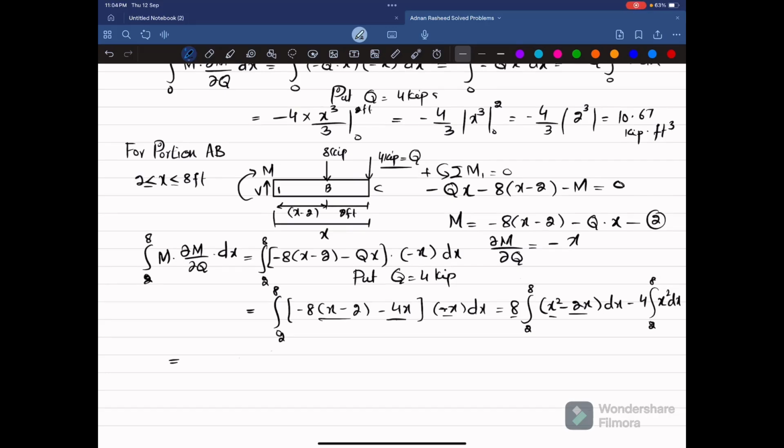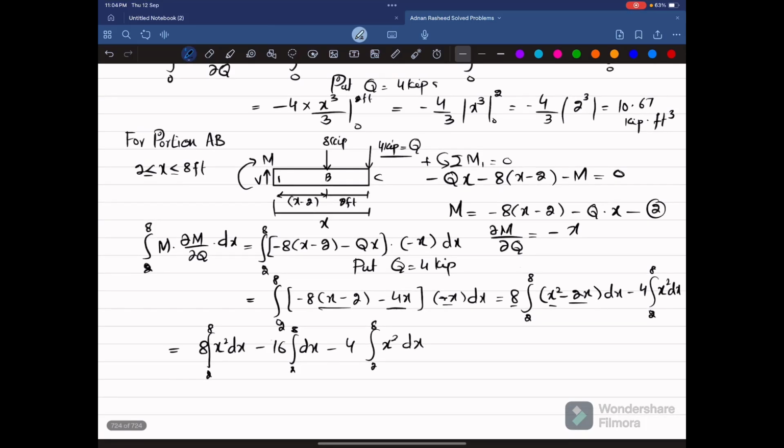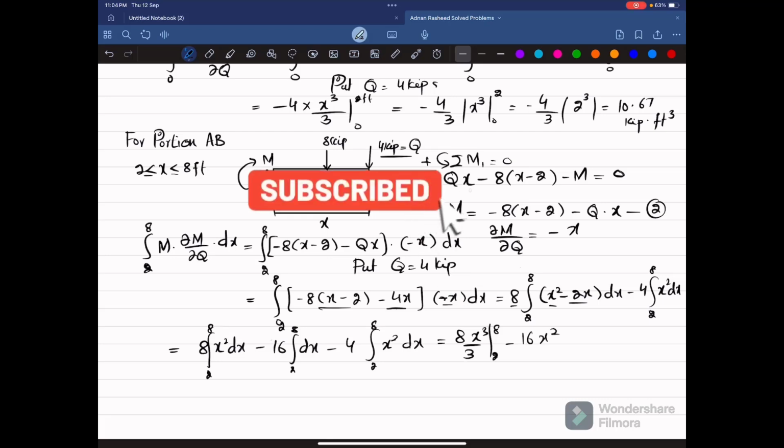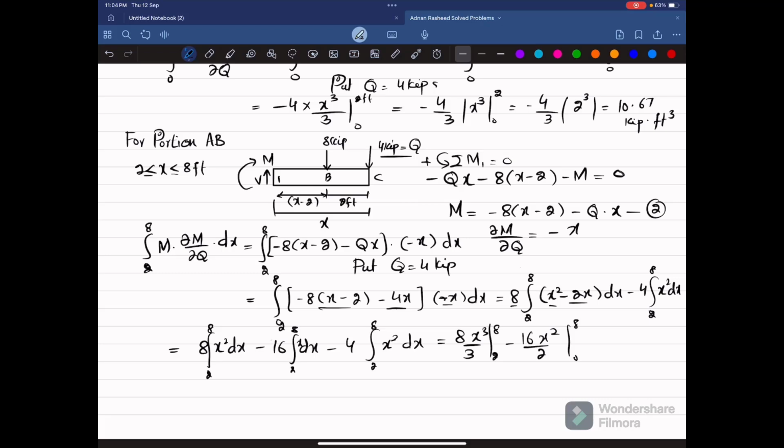Now this 8 into x square, so 8x square, 8 into integral of 2 to 8 dx minus 16 into integral of 2 to 8 dx and minus 4 into integral 2 to 8 x square dx. So this will give us 8x cube by 3 and limit from 2 to 8 minus 16 into x square over 2 and limit will be 2 to 8 minus 4x cube over 3 and limit will be 2 to 8.